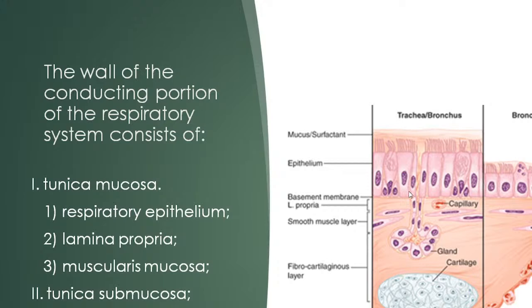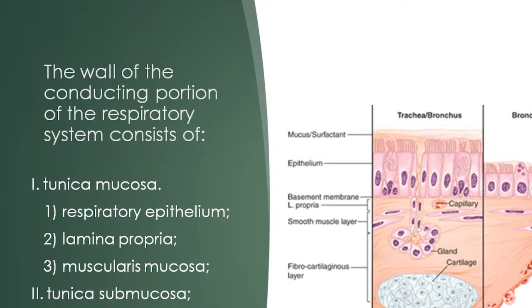And respiratory epithelium contains not only ciliated cells, it has mucous goblet cells, basal cells, endocrine cells, and stem cells. And we will discuss it later. Next, lamina propria. Lamina propria, which lies under the basal lamina and epithelium, consists of loose connective tissue as usual. You can remember that lamina propria consists of loose connective tissue.